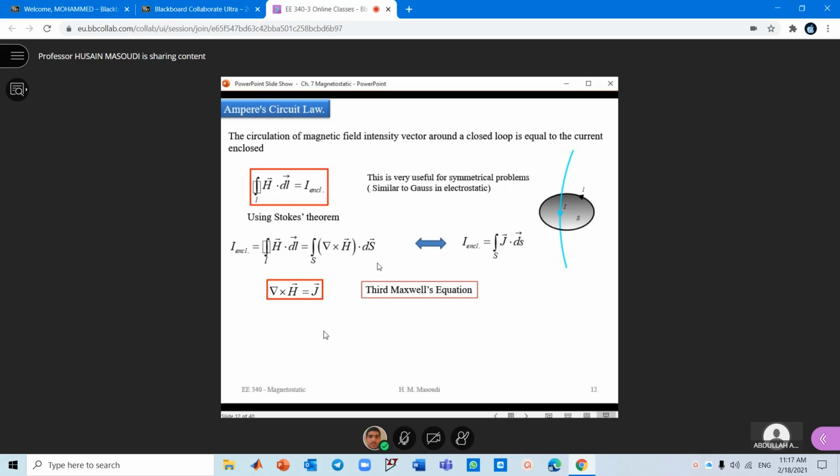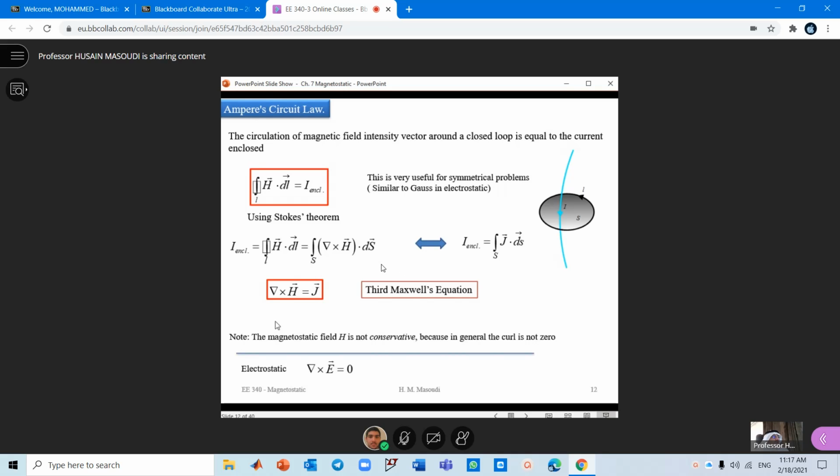The curl of E equals zero. Exactly, yes. So the equivalent of this in electrostatics is the curl of E. This is the Maxwell's equation. The curl of E is equal to zero. Now, from a physics point of view, the curl of E is equal to zero, which means that this is a conservative quantity. But in magnetostatics, the curl of H is not equal to zero. So we cannot say that the magnetostatic field is a conservative quantity. So there are similarities between the two expressions, but their physics is a bit different. They're not the same. Okay, so this is the second Maxwell's equation.